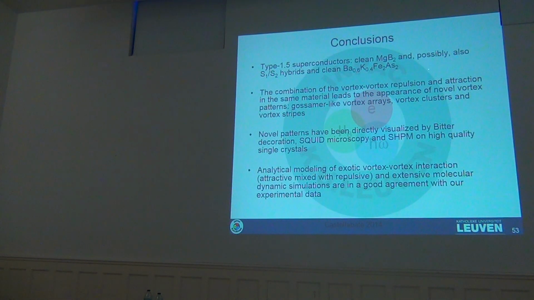So type 1.5 can be seen in clean MgB2, but first experiments on these S1, S2 hybrids also show exactly similar behavior. Basically you have a stripe intermediate state, with stripes of normal and superconducting regions, and then you put a thin insulating layer, and on top you put a type 2 superconductor, which helps you to decorate these stripes. Yes? At high enough magnetic field? Yes. If you increase the magnetic field closer to HC2, you always recover the triangular lattice. Always.